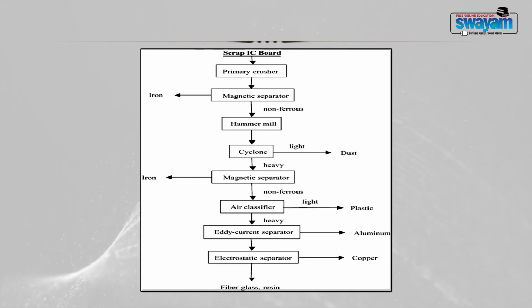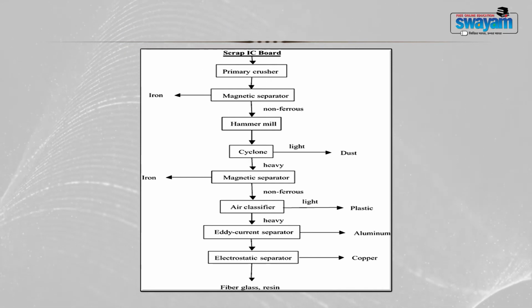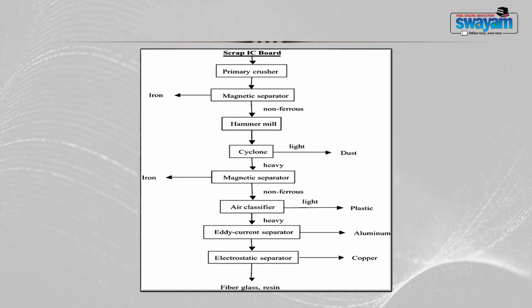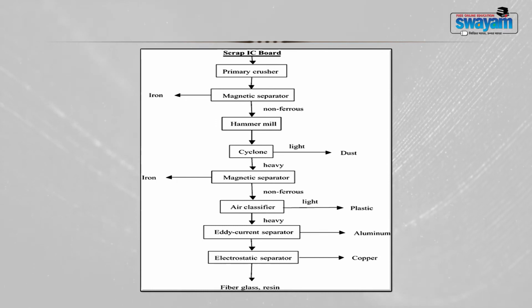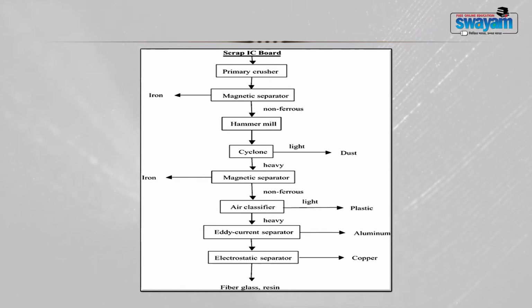Now, once the size is reduced further, you subject it to a cyclone separator. A cyclone separator is a device that separates all the dust materials which are released during the process. After this, once again they are sent to a magnetic separator to separate iron and non-ferrous substances. Further, after this separation, they will be subjected to an air classifier where light plastics will be removed.